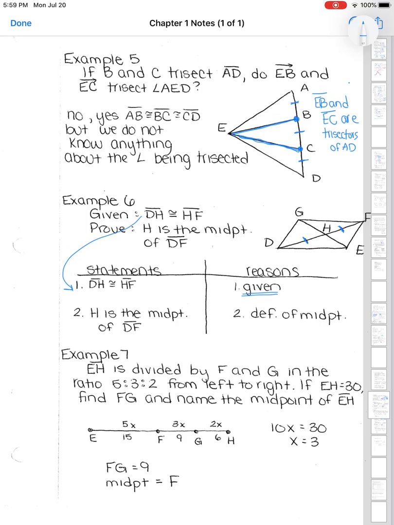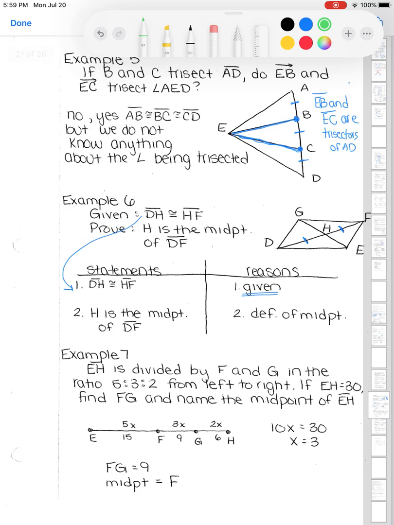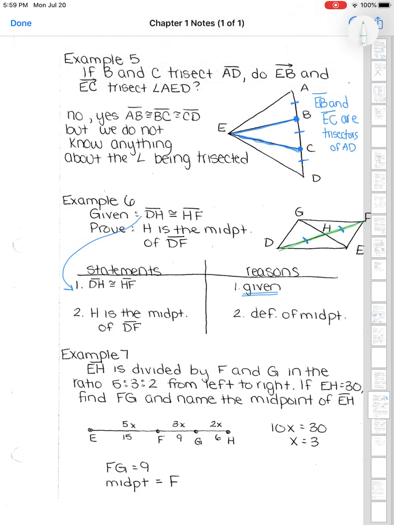It says, given that DH is congruent to HF. So always important, label it on the picture. It's a proof, so we know our first statement is going to be what the given says, and our first reason is going to be the word given. We are trying to prove that H is the midpoint of DF. Well, if you look at the segment that we have right here, here's DF. And we just showed that we have two segments that are equal to each other. If we have two segments that are equal to each other, that middle point has to act as a midpoint. So we go right to our proof statement.